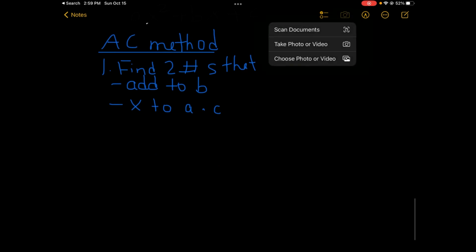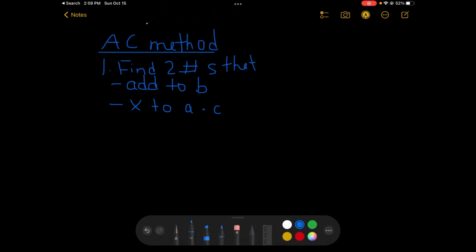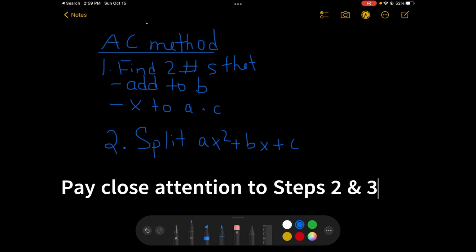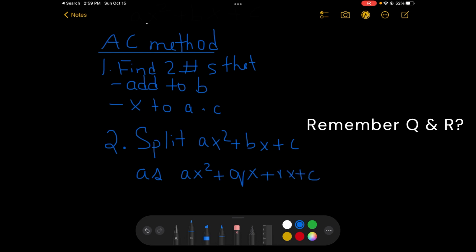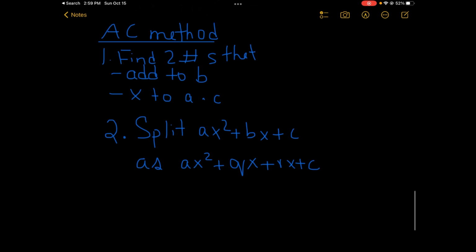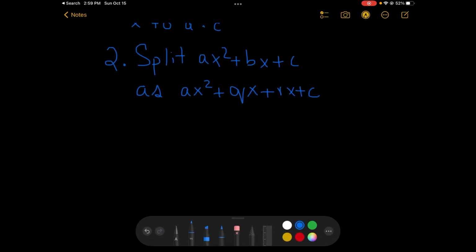And then we do factor by grouping, right? Split ax squared plus bx plus c as ax squared plus qx plus rx plus c. Remember we said q and r would be the two numbers that we'd find for future reference. Let me underline this. This is really important.